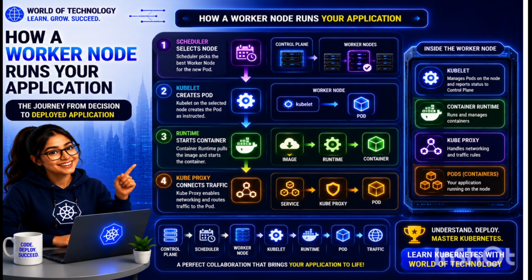So the complete journey becomes: request to control plane, to worker node, to kubelet, to runtime, then pod, and finally the traffic. And suddenly your application becomes available. This entire process usually happens automatically in seconds. And now you know something many Kubernetes beginners don't. Worker nodes are where Kubernetes truly comes alive.